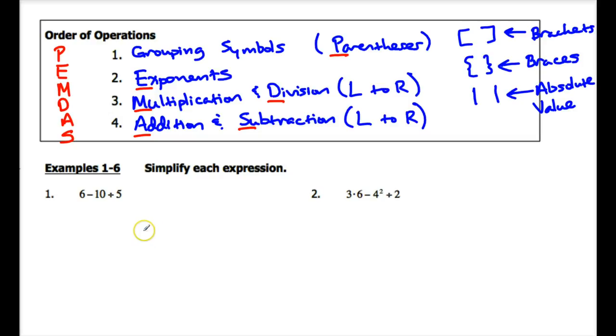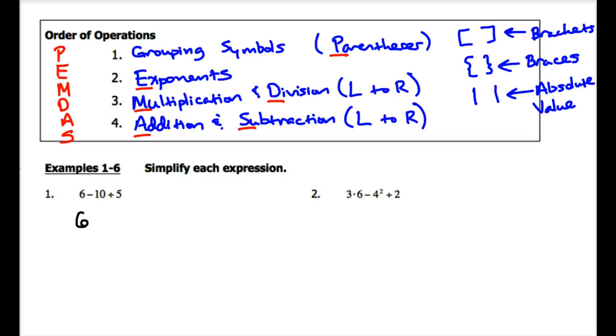Okay, so now let's just jump into number 1 and see if we can remember how this works. So number 1, we have 6 minus 10 divided by 5. So we just have 2 operations there. I see some subtraction and some division. So we don't need to worry about grouping symbols. There are no grouping symbols in this problem. No exponents either. So we go to step 3, which says multiply and divide from left to right. So what I'm going to do is ignore this subtraction right here. So I'm just going to bring down this 6 because we're not going to subtract 6 and 10 yet. We're just going to bring this down.